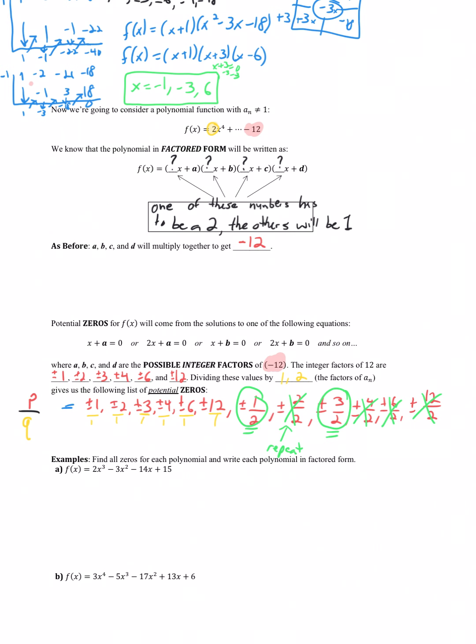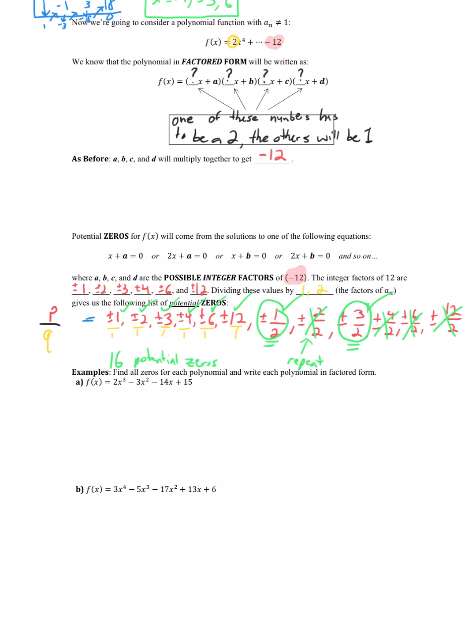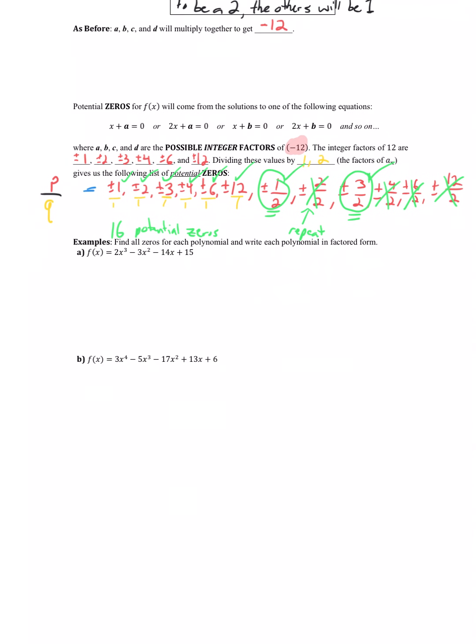So we have 16 potential zeros here. But that's a heck of a lot better than crossing out these other 8 and making it 24 potential zeros. We have 16 here because of all those repeats. But that's how this works with the leading coefficient instead. All right.